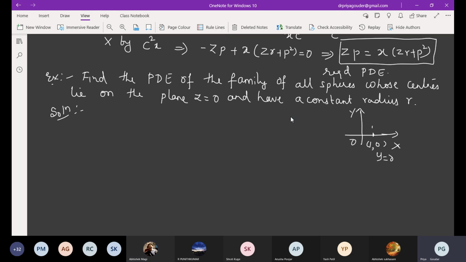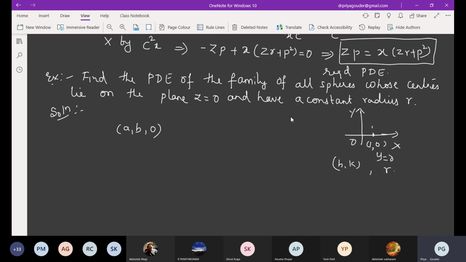So, if the center is on the plane z equal to 0, you can take the general point as a comma b comma 0. We don't know the x and y coordinates, but we are 100% sure about the z coordinate. Hope you understood; I gave you a comparison. One more thing: what is the equation of a circle with center at h comma k and radius r?